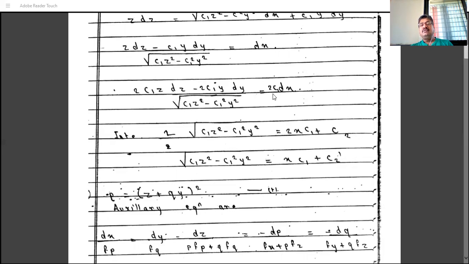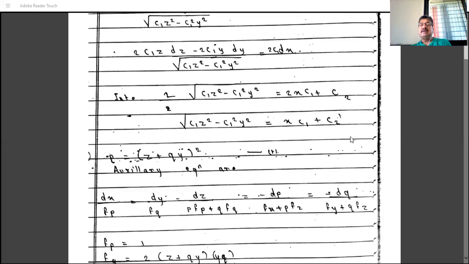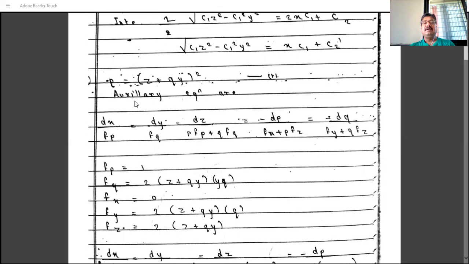And therefore we have 2c1 dx, and integrating, 2c1 is constant, and the integration gives 2c1 into x plus c2 as the new constant. And then cancelling through by 2, that is dividing by 2, we have root of c1 z square minus c1 square y square is equal to x c1 plus 2c2, and let 2c2 be c2 dash, a new constant. And this is the general solution of the given differential equation. So this is about Charpit's method. We will see the remaining problems in the next lecture.